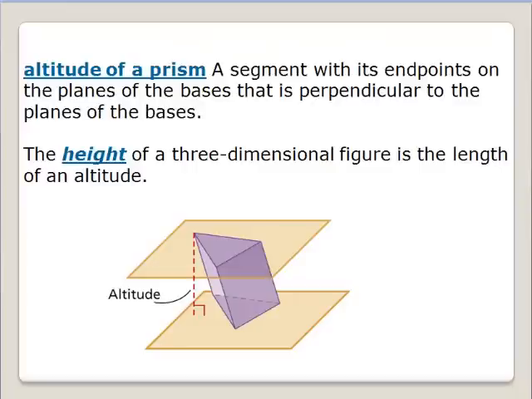The altitude of a prism is a segment with its endpoints on the planes of the bases, so right here, that is perpendicular to the planes of the bases. So both at top and bottom, they're perpendicular. This is your altitude. You may also know it as the height, so how tall that prism is. So the height of a three-dimensional figure is the length of the altitude.